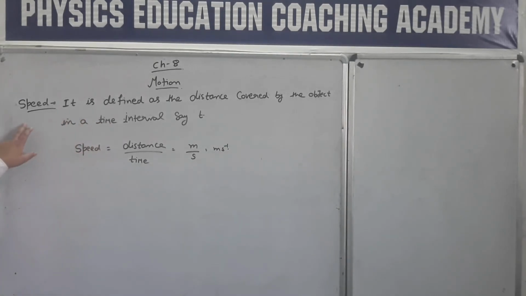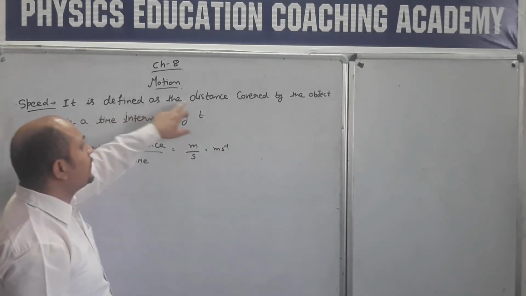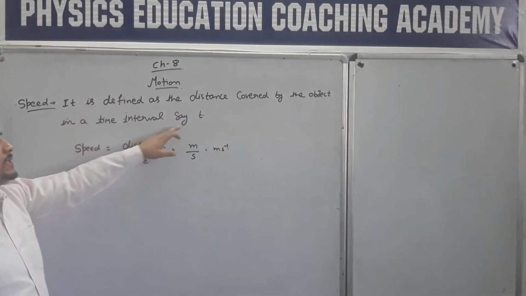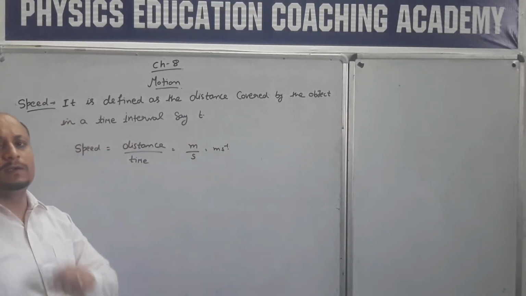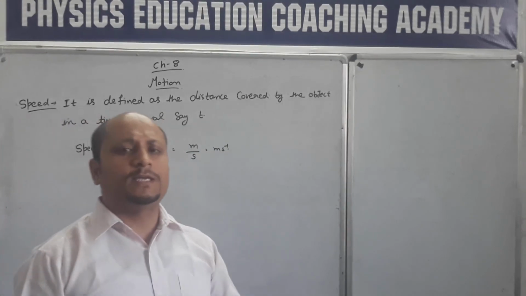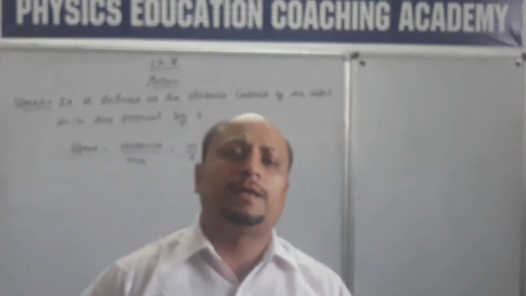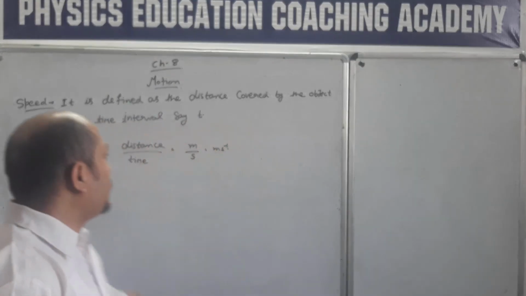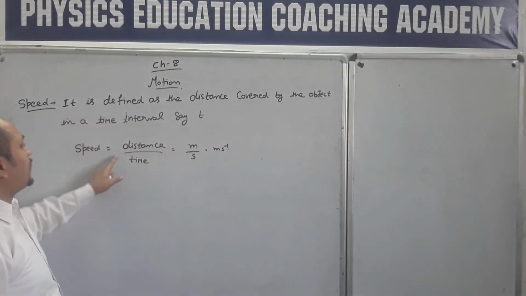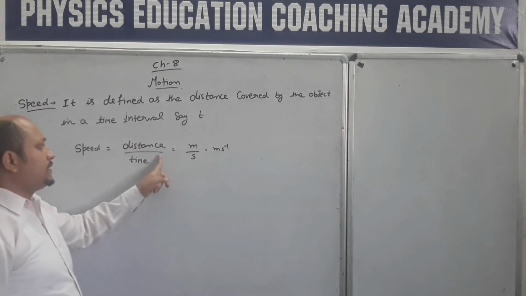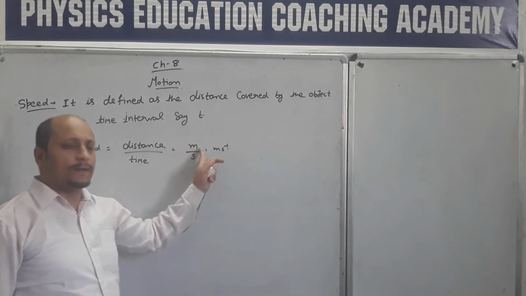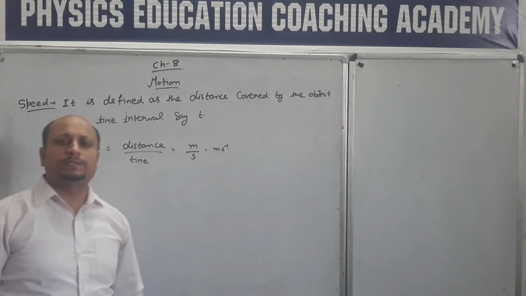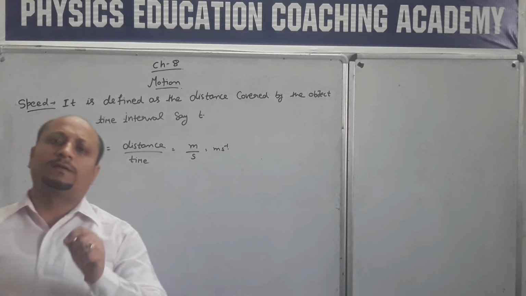What is speed? It is defined as the distance covered by the object in a time interval say t. एक t इंटरवल ऑफ टाइम में ऑब्जेक्ट ने कितना डिस्टेंस ट्रेवल किया, दैट इज नोन एज द स्पीड. तो स्पीड इज distance upon time. The distance is measured in terms of meter and the time is measured in terms of second. So its unit is meter per second.